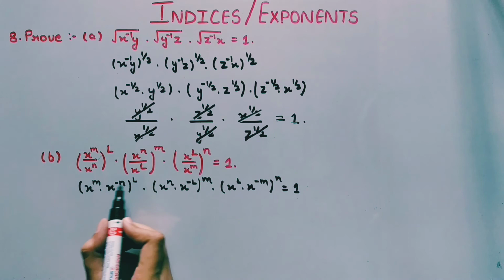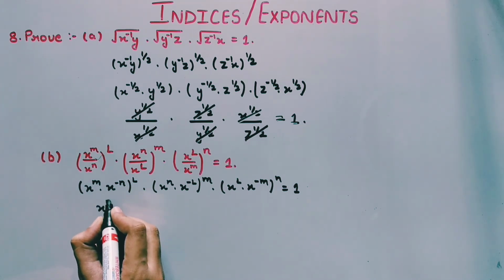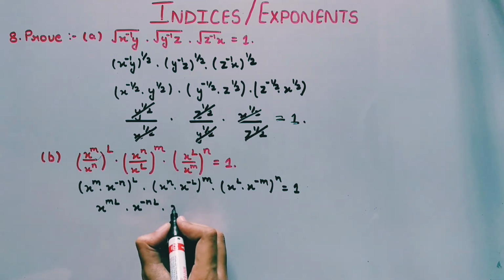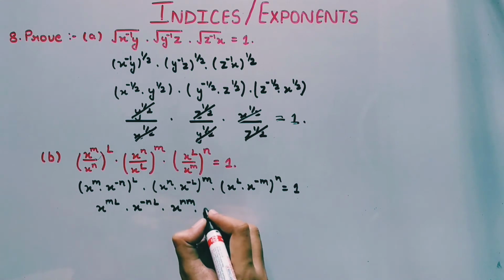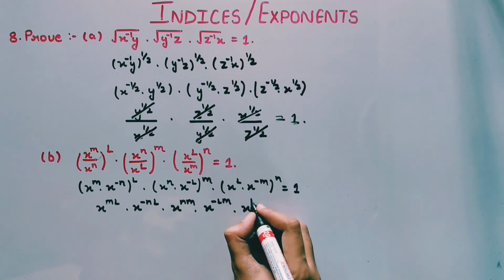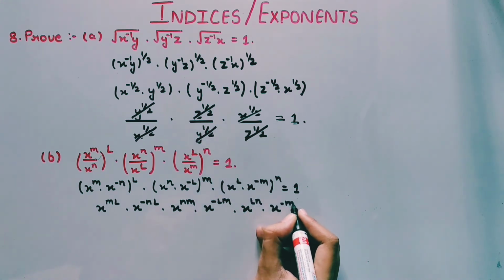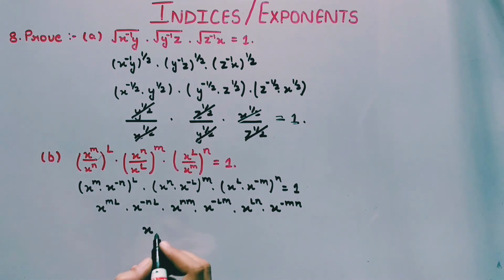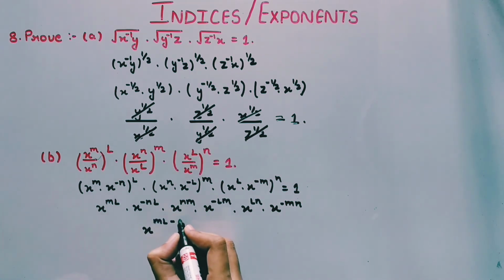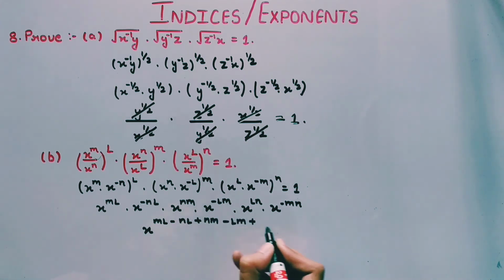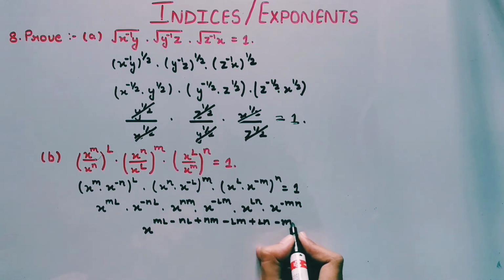We will multiply these parts within the bracket. x raised to power ml, x raised to power minus nl, x raised to power nm, x raised to power minus lm, x raised to power ln, x raised to power minus mn. Now we know that the base x is similar in all terms. Hence we will take base x and the powers will get added: ml minus nl plus nm minus lm plus ln minus mn.